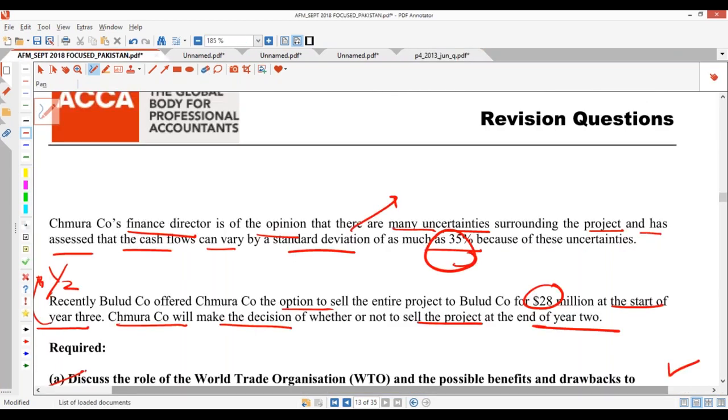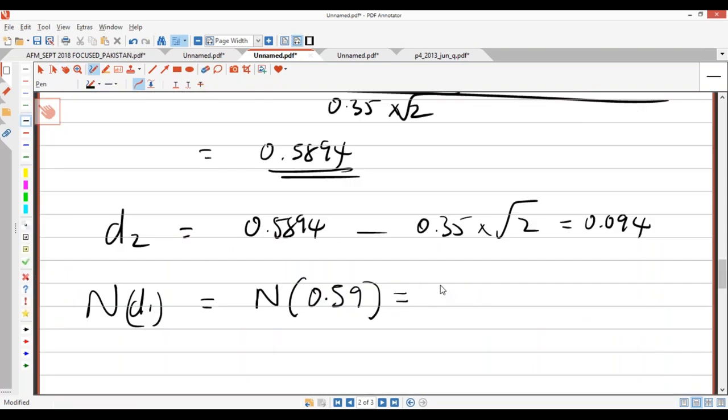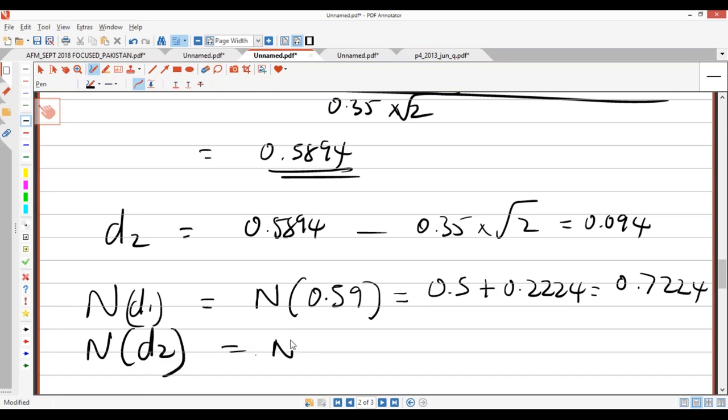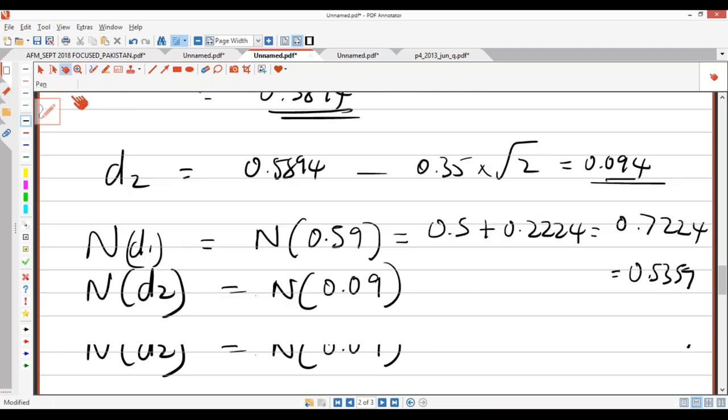Okay, if you see the table, it should be 0.5 plus 0.2224, and it's going to give you 72.24%. So this is going to be ND1. I'll leave that to you. Is that okay? ND2 will be, sorry, this was 0.094. So it's going to be 0.09, correct? 0.09, and your answer must be 0.5359.